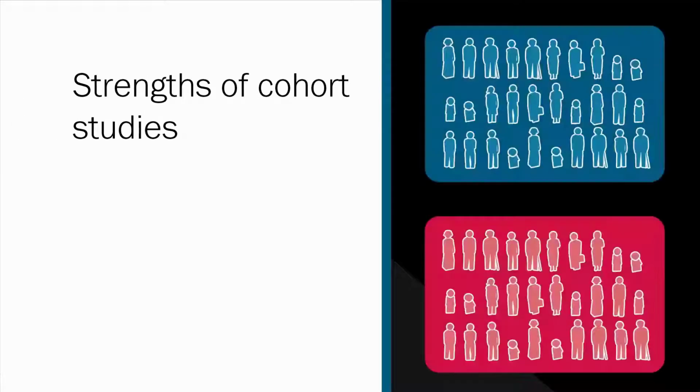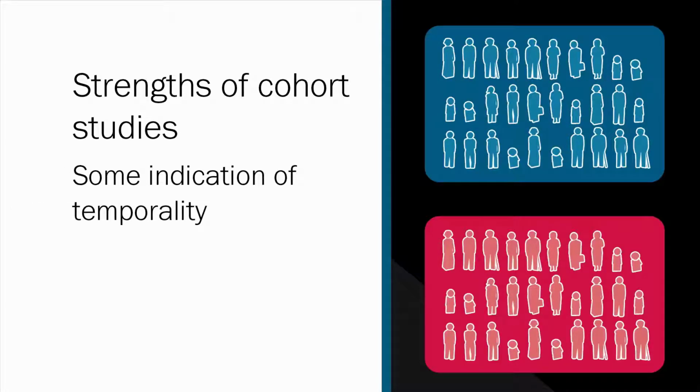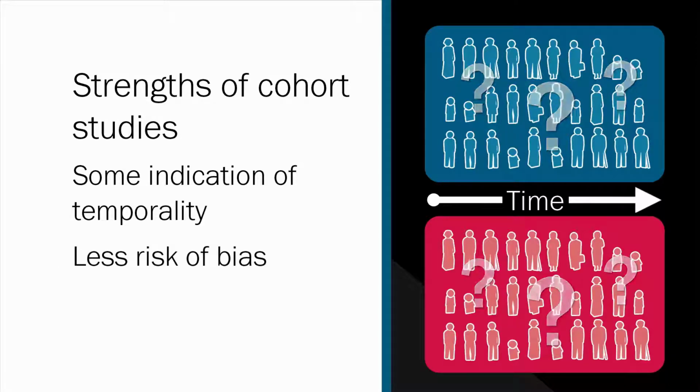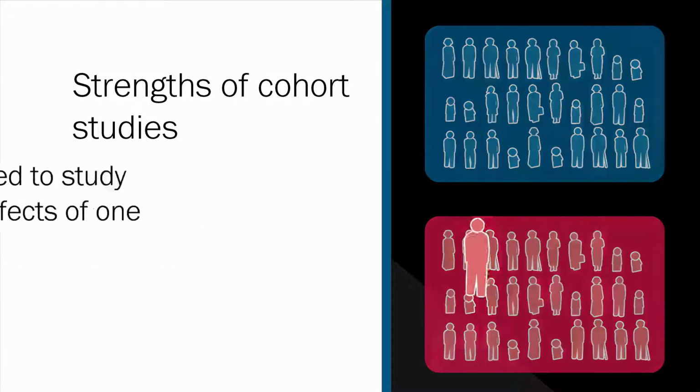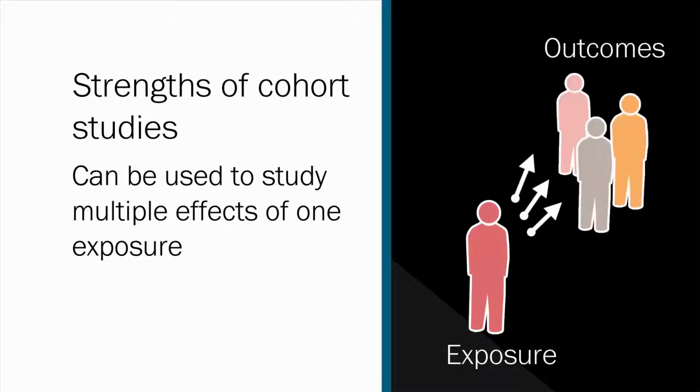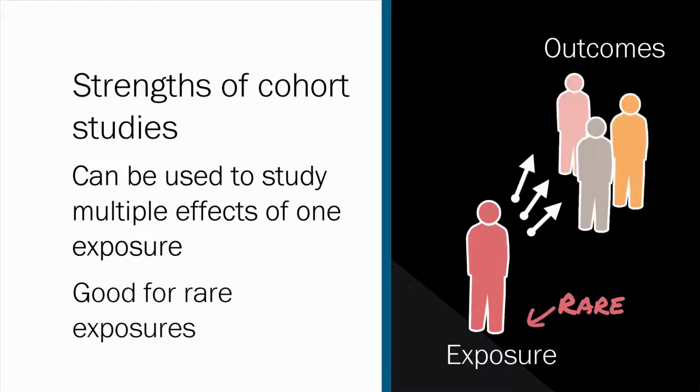Strengths of a cohort study. As exposure comes before outcome, cohort studies can give some indication of temporality. There is less risk of bias. They can be used to study multiple effects, that is, more than one outcome, of one exposure. They are good for the study of rare exposures, especially in occupational settings.